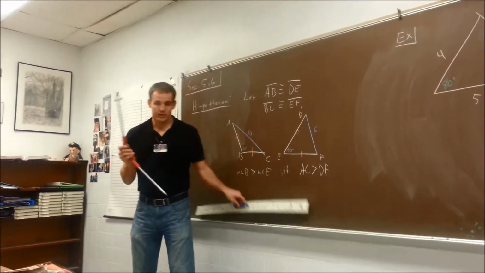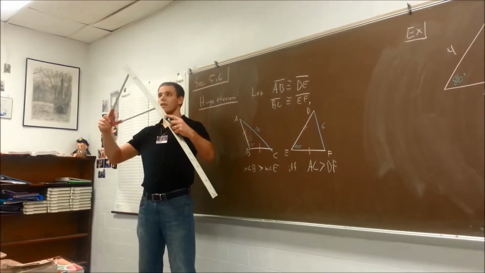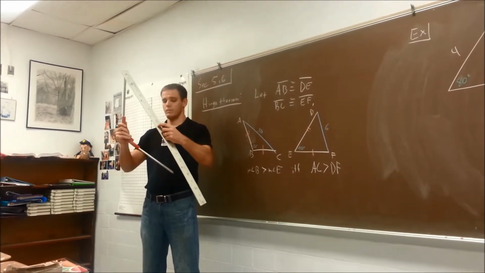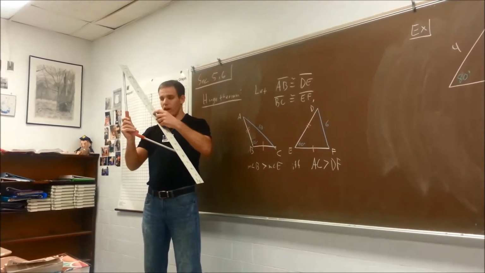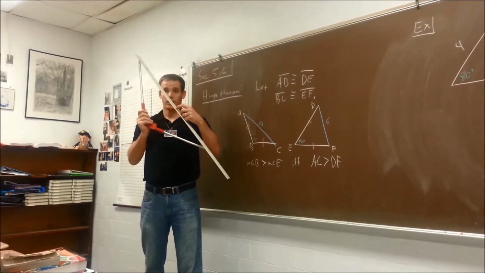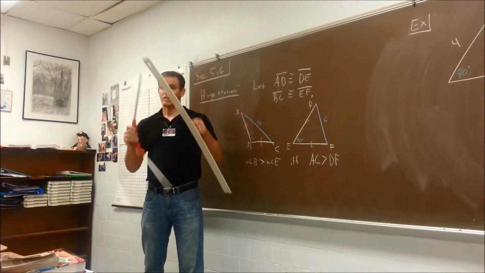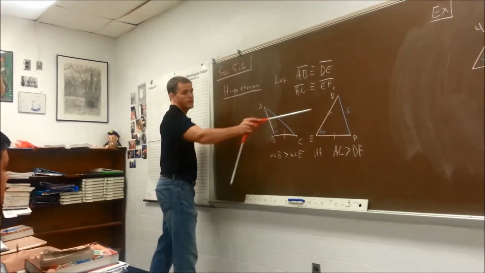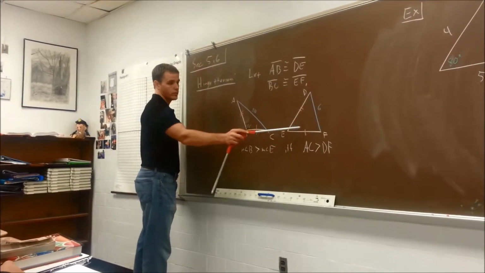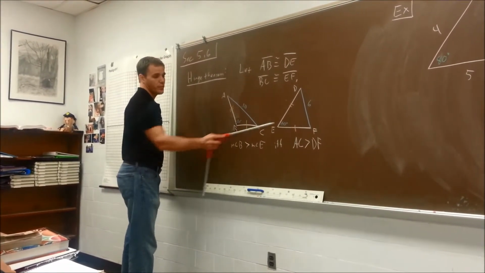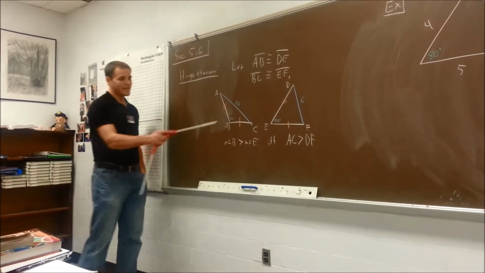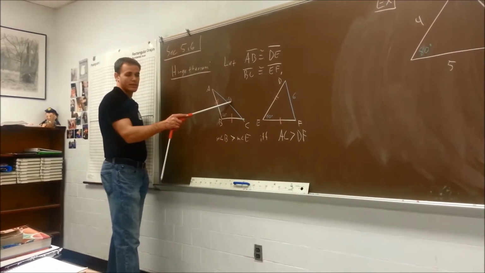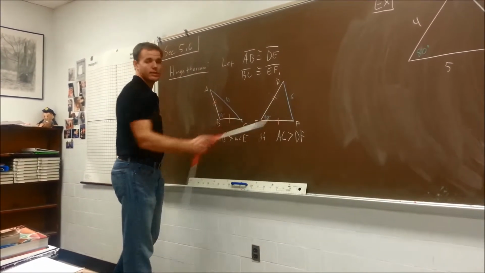Which side is bigger? The side across from angle 1 or the side across from angle 2? Obviously, angle 2, right? That's all this theorem is saying. If you have two pairs of sides congruent, and if this angle, angle B, is bigger than angle E, then the side across from it, AC, is bigger than DF.